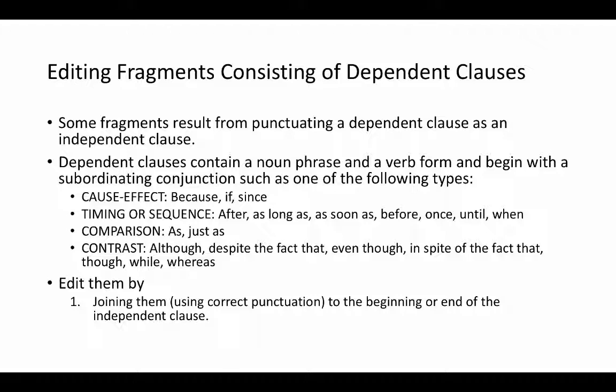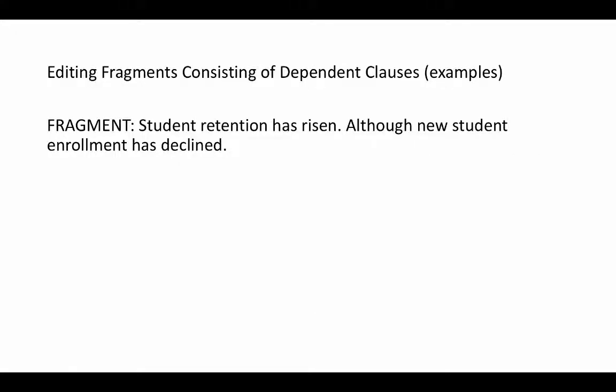As, or just as, communicate some sort of comparison. Although, despite the fact that, even though, in spite of the fact that, though, while, whereas, communicate some sort of contrast in the logic of the sentence. The issue is that some people will have a dependent clause which begins with one of these words that we call subordinating conjunctions, and they'll treat that dependent clause as a complete sentence when it is not. So the way to edit it is to join them by using correct punctuation, or end the independent clause and start a new one. Student retention rate has risen, although new student enrollment has declined.